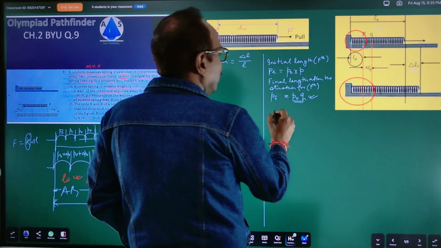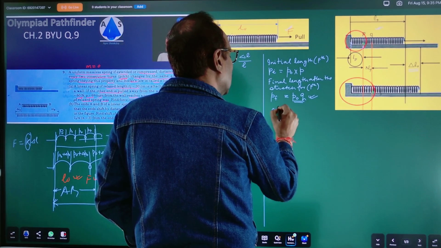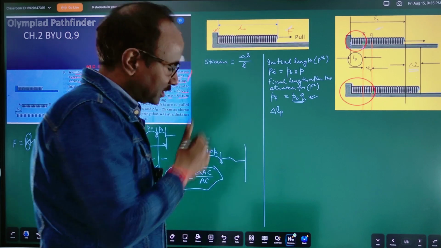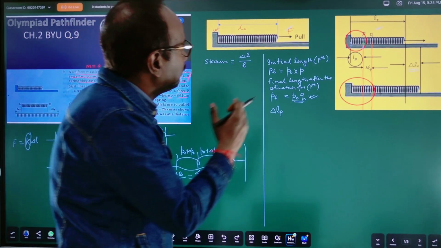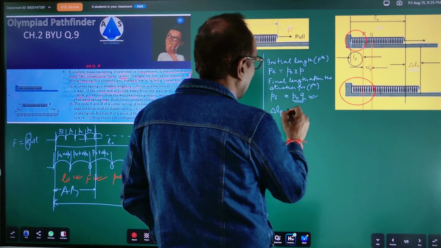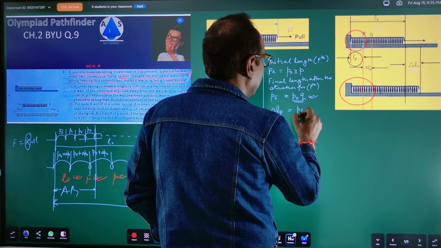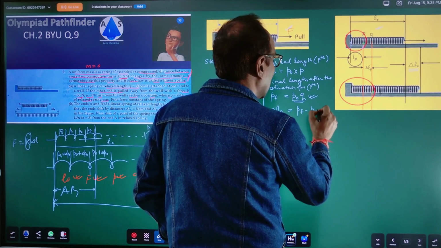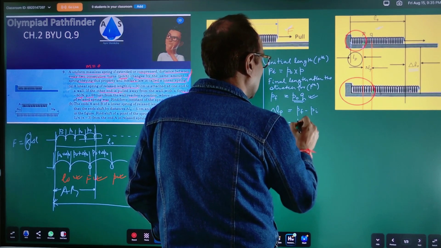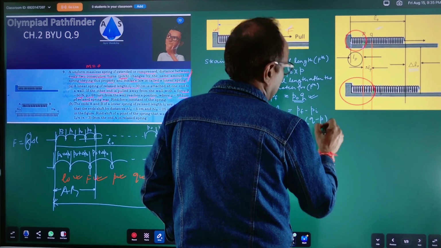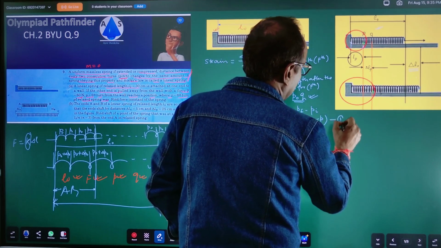So if we write the change in length of the section of the spring till the P-th turn from the wall, delta LP, so that will be PF minus PI, P naught common, Q minus P. This is equation 1.